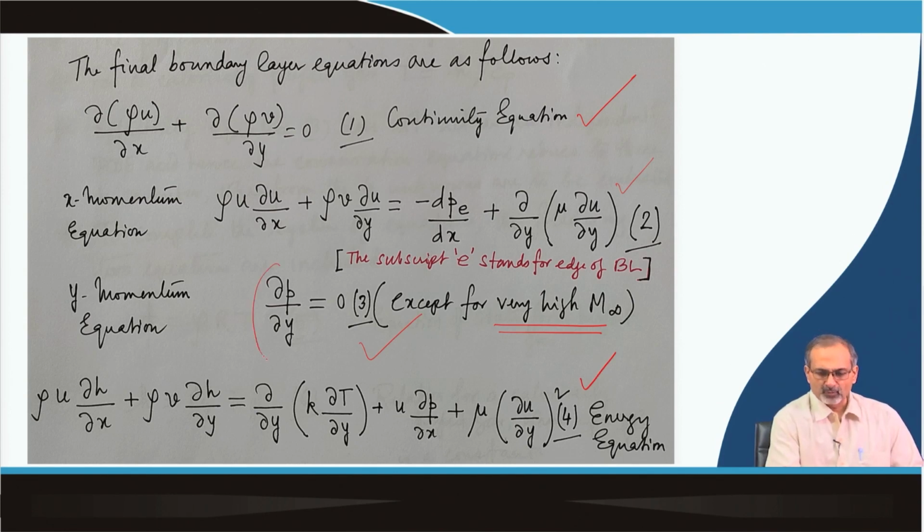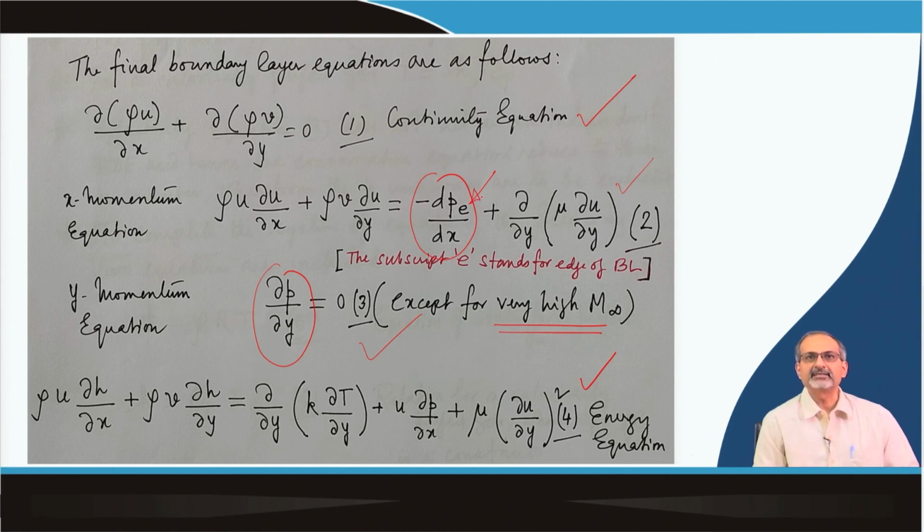Of course, once you put this outcome into the x momentum equation, that would mean that the pressure would now become purely a function of x, and in place of a partial derivative we write it in the form of an ordinary derivative. And what we mean by subscript E is that it comes from the inviscid flow which lies beyond the boundary layer.